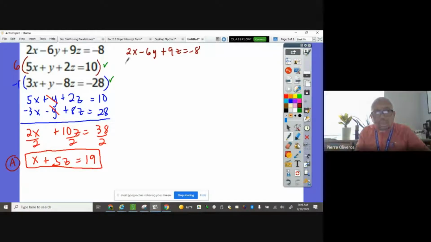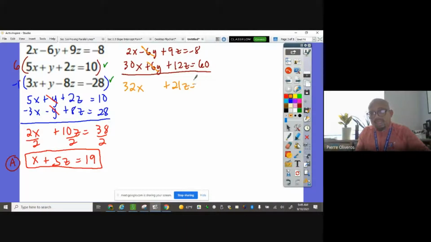So 6 times 5 is 30x. 6 times y is positive 6y. 6 times 2z is 12z. And 6 times 10 is 60. Now combine the like terms here. The y terms cancel out, and that's what we would like to happen. This will be 32x. 9z plus 12z is going to be 21z. And negative 8 plus 60 is 52. Now, this is my equation B.